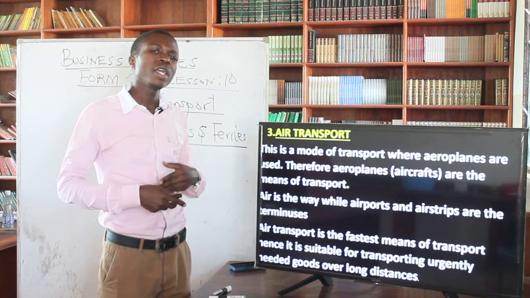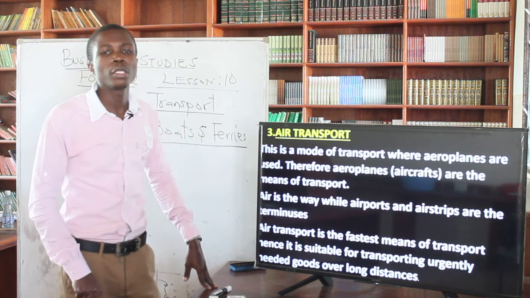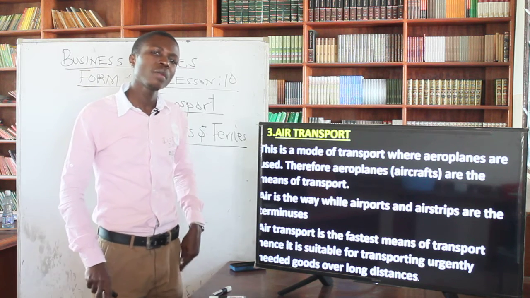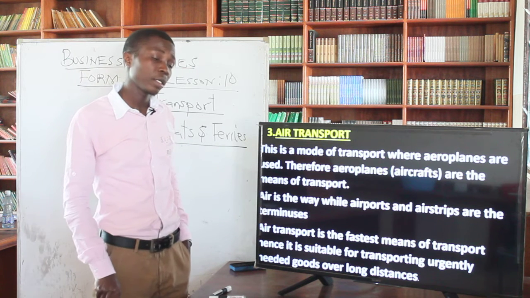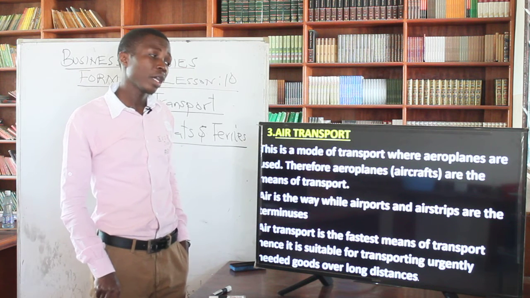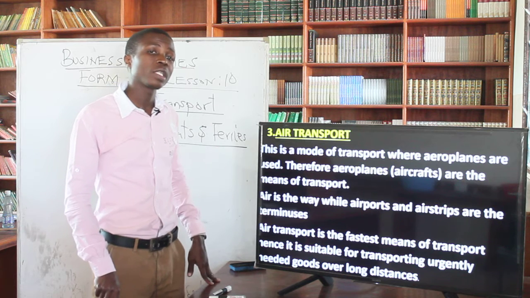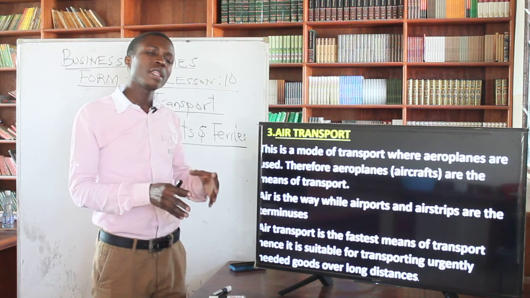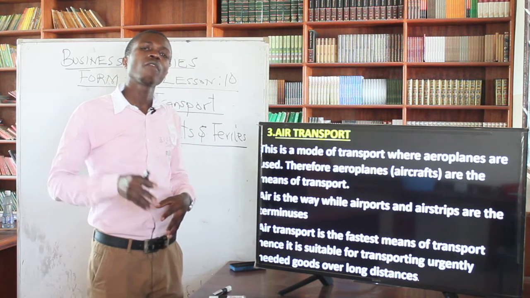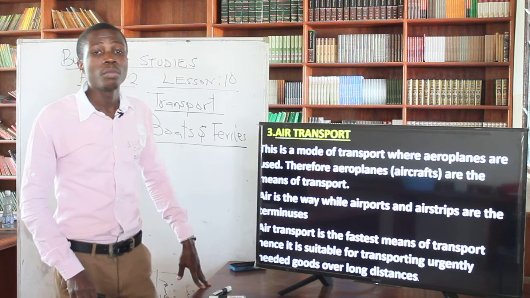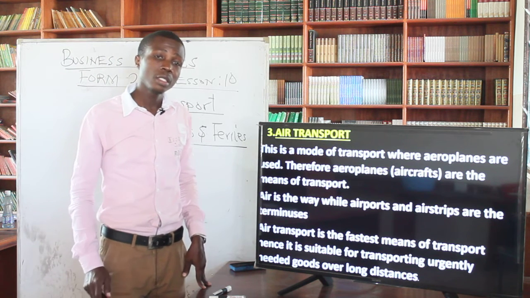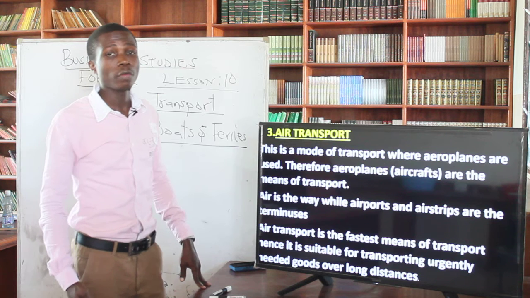Then the next, air transport is the fastest means of transport. Hence, it is suitable for transporting urgently needed goods over long distance. It is the opposite of water, whereby urgent and perishable goods can be transported over long distance, and it is the fastest means of transport, and that is the use of aeroplanes.